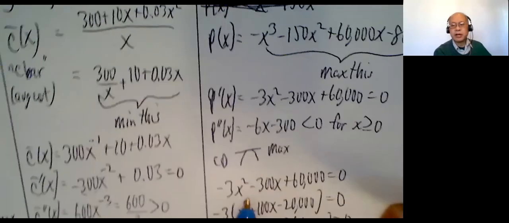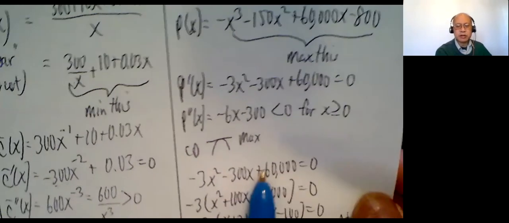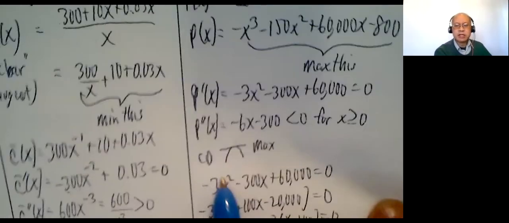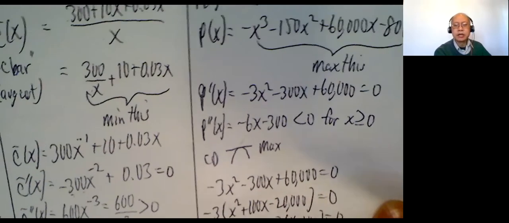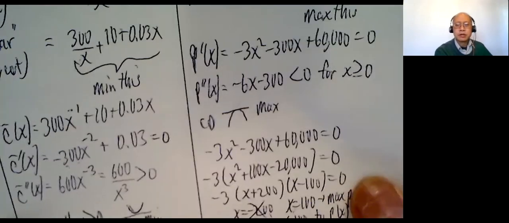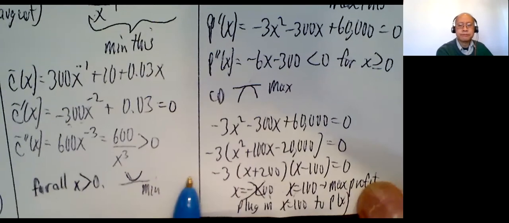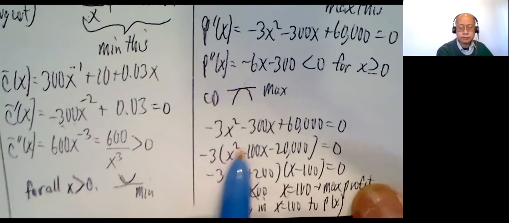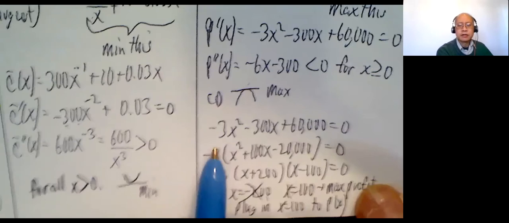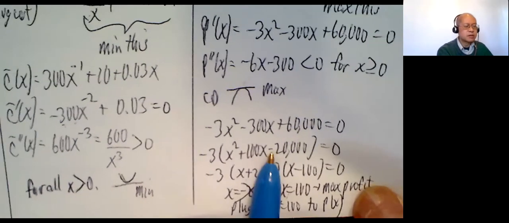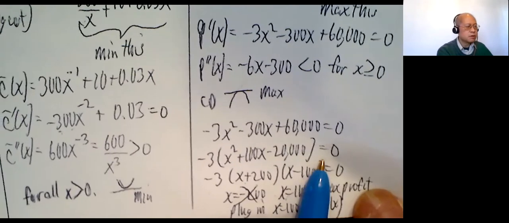All right, so I'm home free if I just set this equal to 0, and then I'm done. So my first derivative was this, negative 3x squared minus 300x plus 60,000 equals 0. Okay. Factor out the common factor of negative 3, sorry. So x squared plus 100x minus 20,000 equals 0.